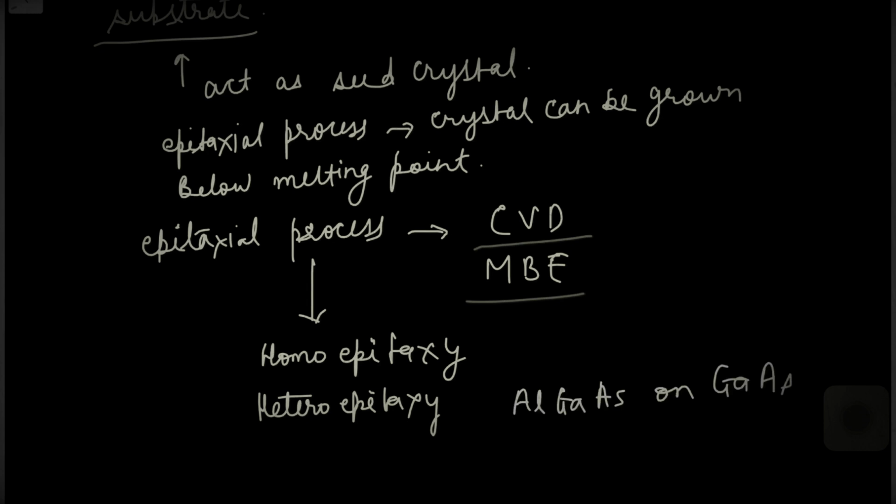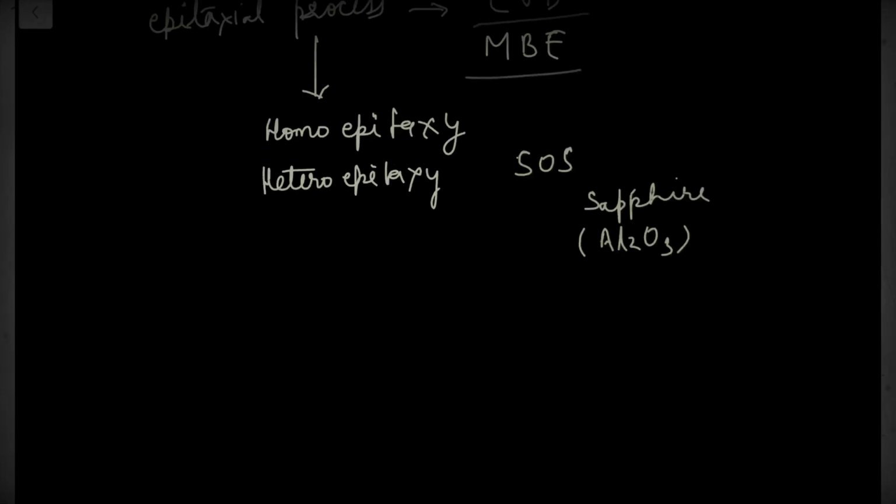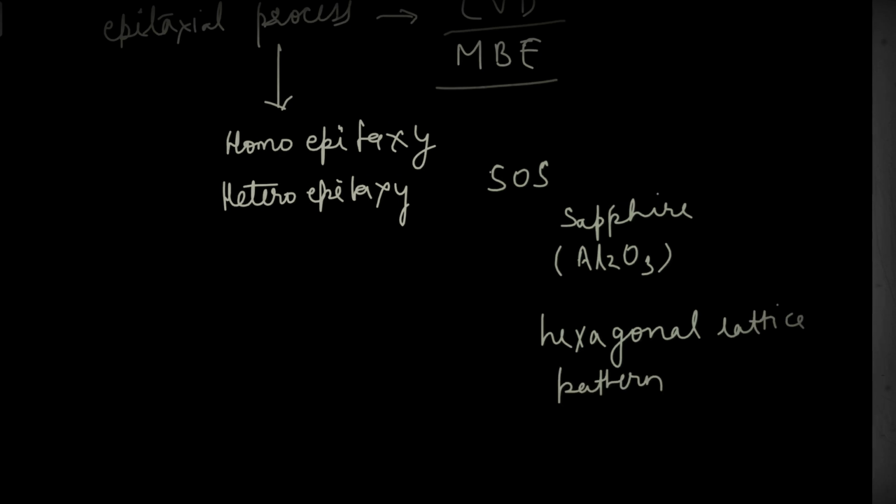Another example of the heteroepitaxy process is SOS, silicon on sapphire. Sapphire is aluminum oxide. Aluminum oxide has a hexagonal lattice pattern and silicon has a diamond lattice structure. So SOS is two dissimilar materials, silicon and sapphire, grown one on top of another.